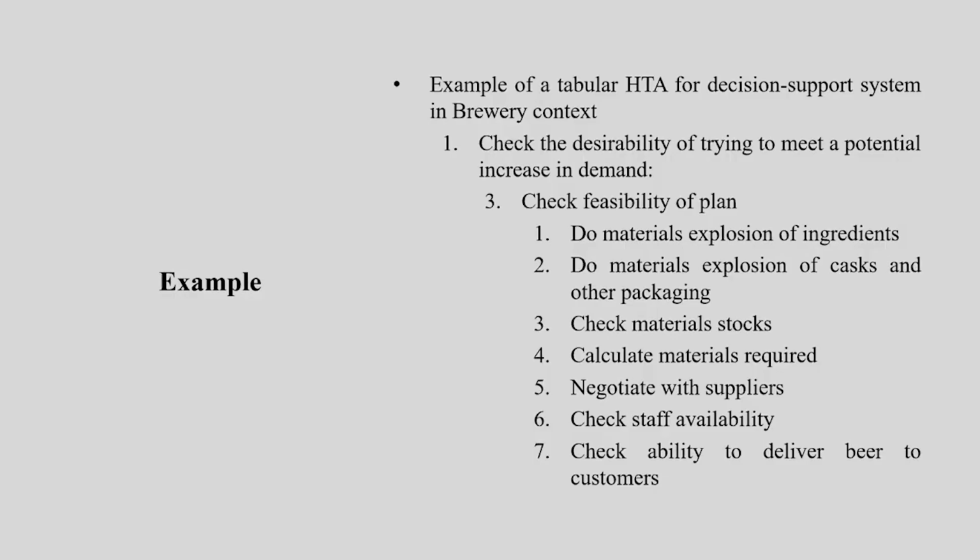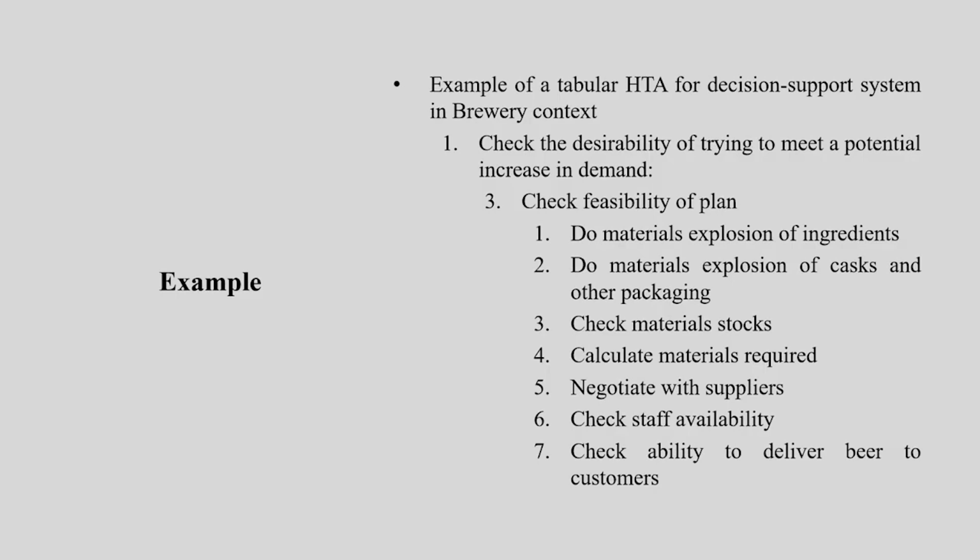Do the materials explosion: are the ingredients available or not? What I did here is include the maximum possible things. It may happen that for your case it will exactly match. However, there are chances that, depending on the type of context you are using, there are changes. That's why I mentioned it. So first, are the materials for that particular ingredient available or not? Then do the materials explosion of casks and other packaging.